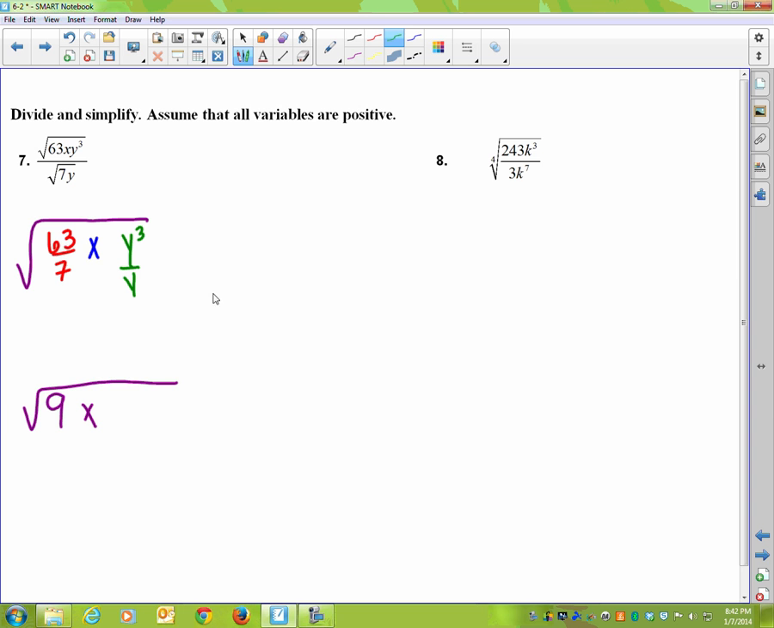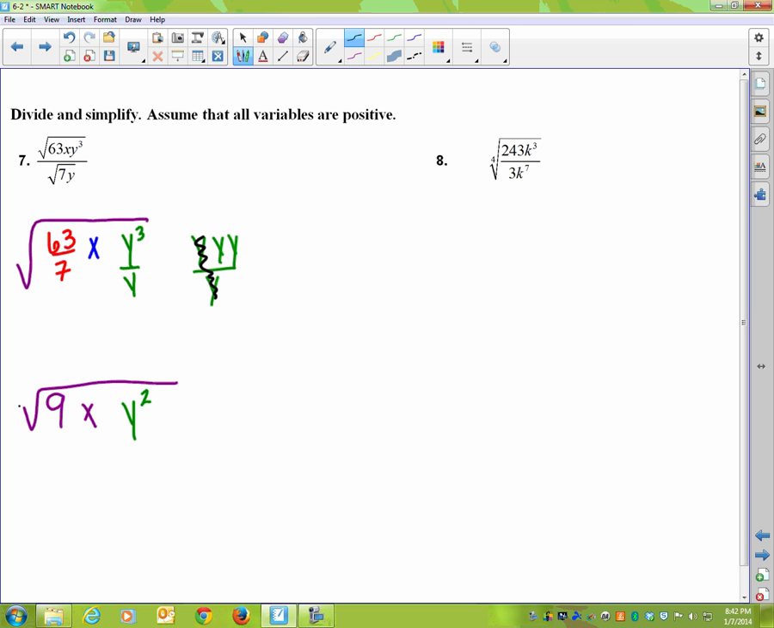But let's look at the y's for a minute. If I have 3 y's in the numerator and 1 y in the denominator, one of those cancels, and that leaves me with y squared underneath my radical sign.